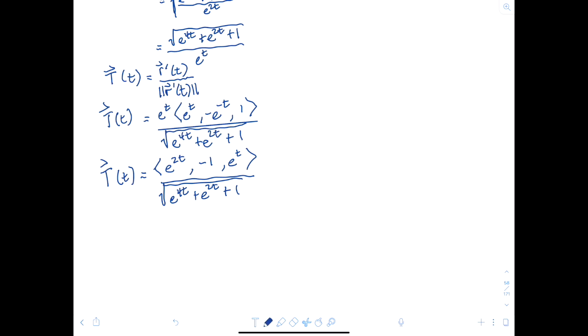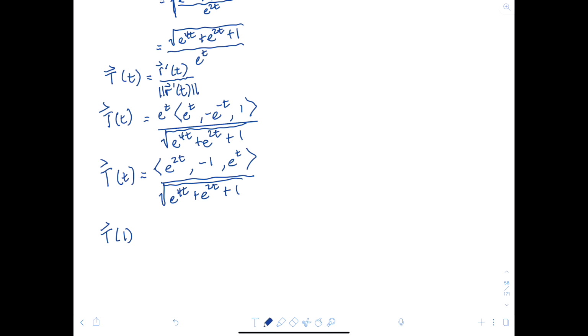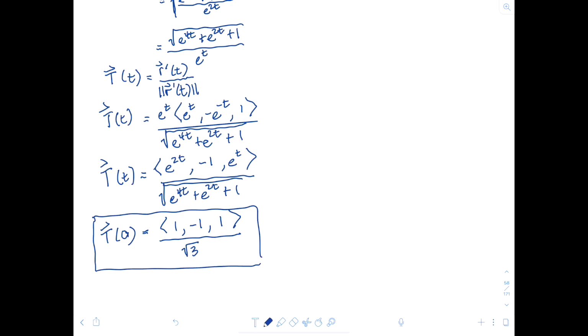All right, so now t at 0 was one of our jobs. Here, do you see that we would end up with e to the 2 times 0, which is e to the 0? So we'd end up with 1, negative 1, 1 over 1 plus 1 plus 1 under the radical, so we'd have over root 3. Cool so far? So that was one of our jobs, to find this one. Okay.